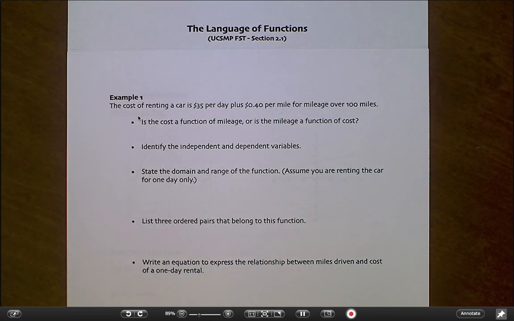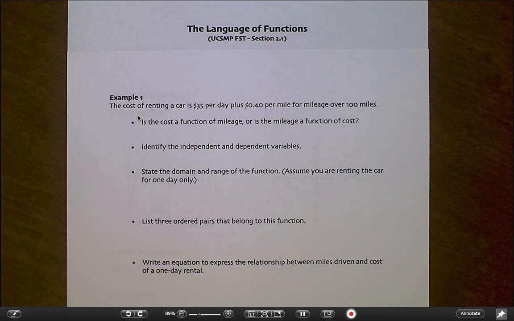So in this first example, we're going to build our own function. We talked a little bit about function relationships. We're going to build our own function and then utilize some of that vocabulary, the independent and dependent variables, domain and range, that kind of thing. So the cost of renting a car is $35 a day plus 40 cents a mile for mileage over 100 miles. And we'll dig into how to actually write the equation and all of that later on.